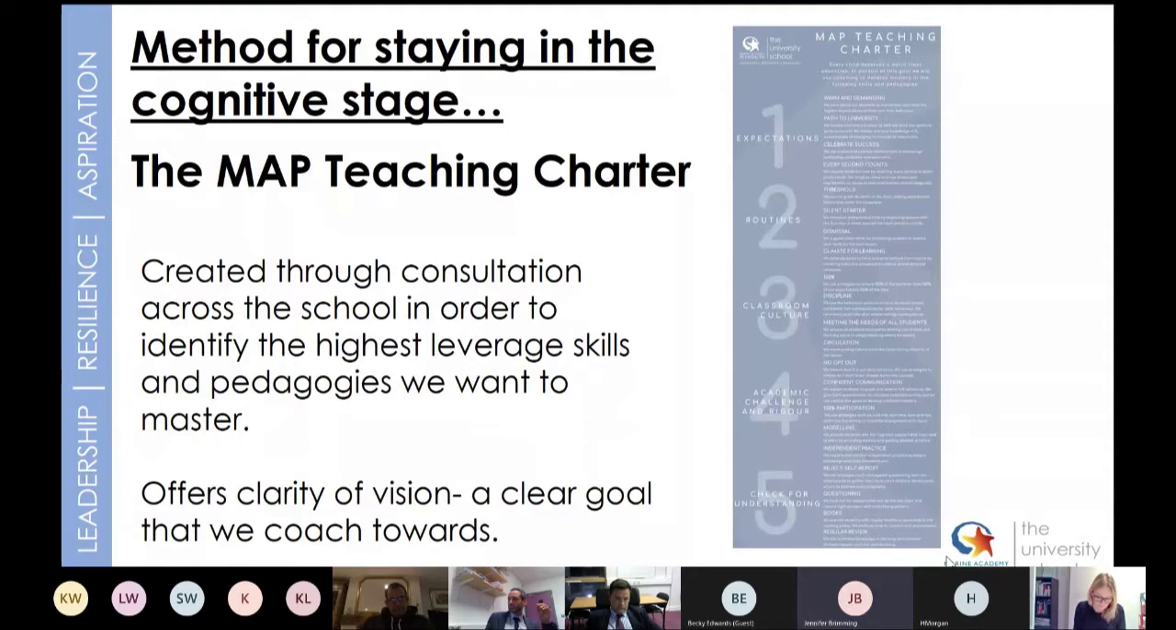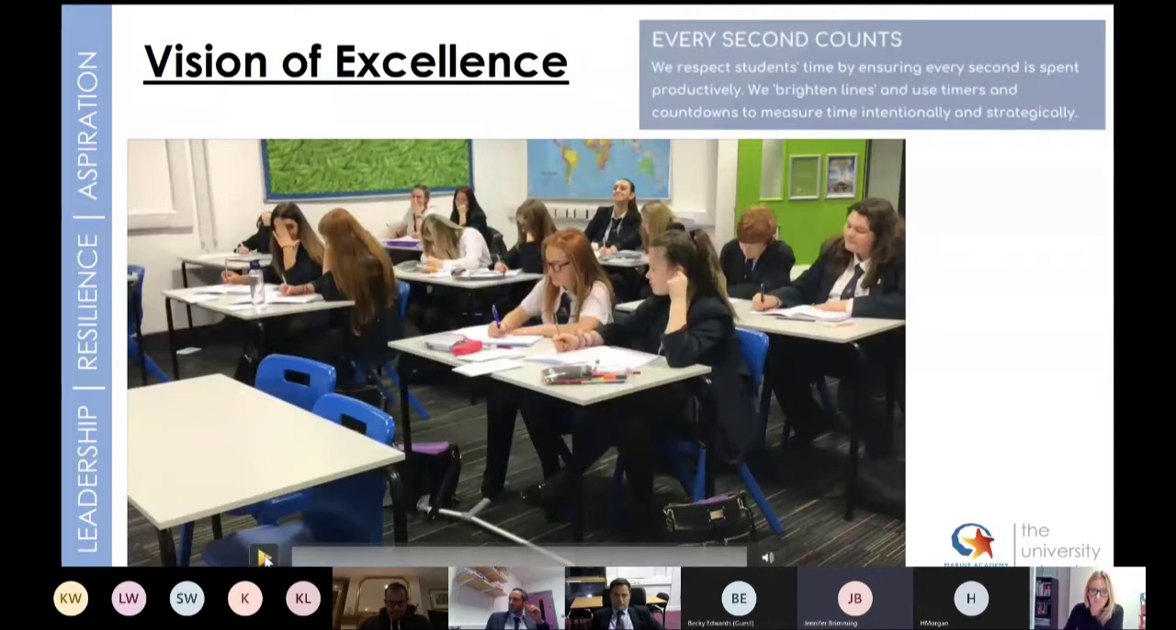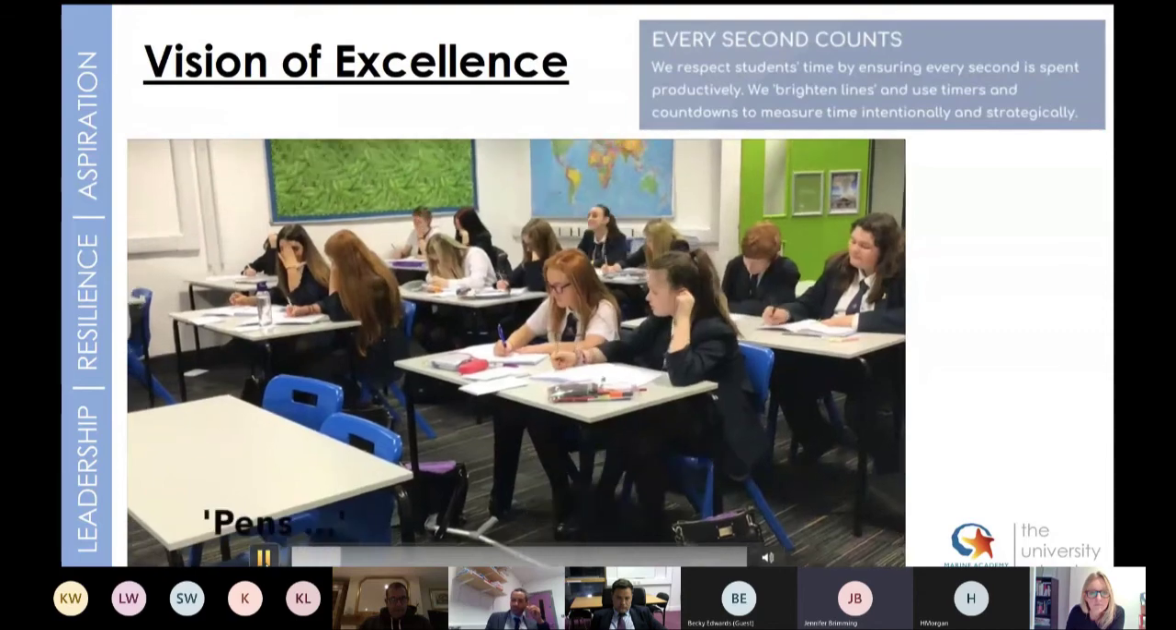But we don't just have a woolly vision stuck on the wall. We want to be very clear with staff about a vision of excellence. One of the points on our charter is every second counts. To us, that doesn't just mean you don't pack up 5 minutes early. We really try to think about what is absolute excellence. What does it really mean to have every second count in a lesson? So we use videos a lot to record examples of excellence. I hope this works for you, but here's an example of what we mean by every second counts.